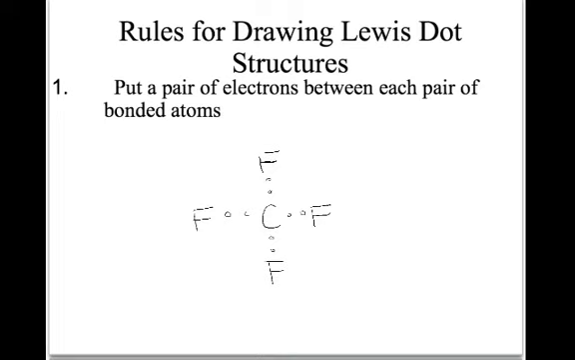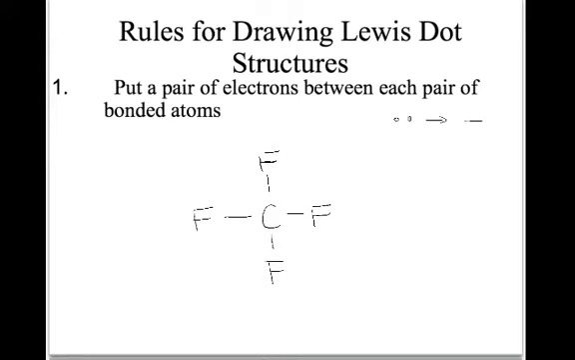Now, another way to represent a pair of electrons is by using just a single line. So another way to do this would be to draw it in this way. I'll erase the pairs, and just to make the diagram look a little bit neater, I'm just going to draw lines. Again, a line represents 2 electrons that are shared.